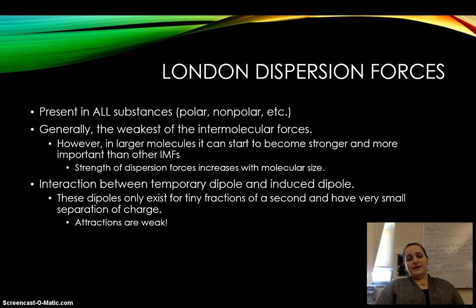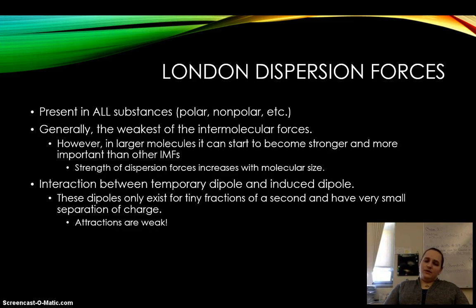Usually dispersion is the weakest of the intermolecular forces, but that's not always true. As molecules get larger and larger, the dispersion forces get stronger and stronger. So for some fairly large molecules, the dispersion forces can actually be stronger and more important than other intermolecular forces. London dispersion forces are probably one of the most difficult to understand conceptually, but essentially they're an interaction between a temporary dipole and an induced dipole.